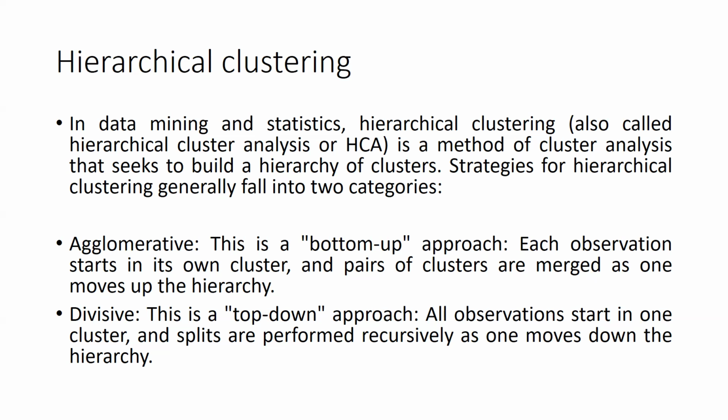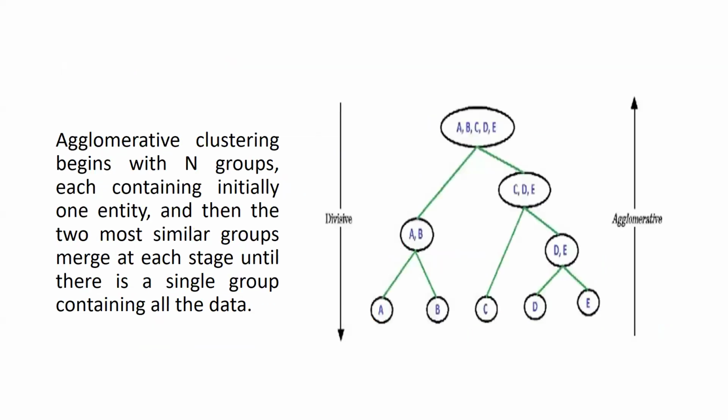As I said earlier, agglomerative is a bottom-up approach. Each observation starts in its own cluster, and pairs of clusters are merged as one moves up the hierarchy. I will show you with the diagram also. And divisive is a top-down approach: all observations start in one cluster, and splits are performed recursively as one moves down the hierarchy.